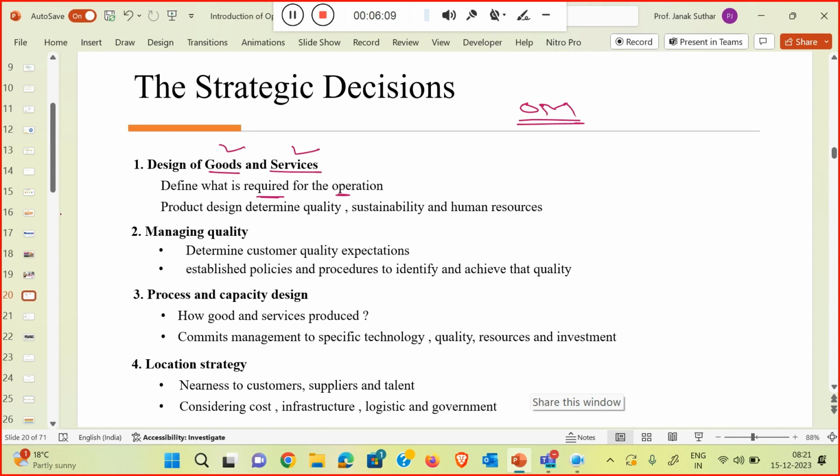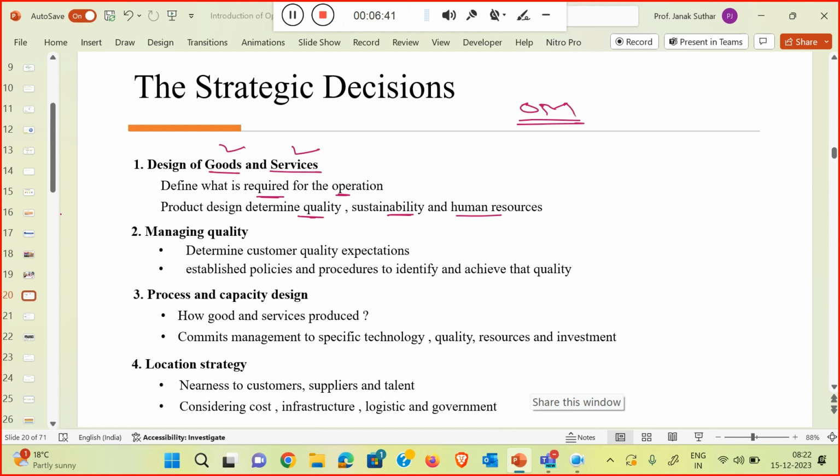So that part is also the first stage in operations management. You need to determine what type of quality is required, how sustainable it is, and whether it is feasible. If you want to reduce the cost, you also need to maintain what type of quality is required. So it will improve the sustainability. And human resources, how much manpower is required to produce those goods and services. So the thing is like that.